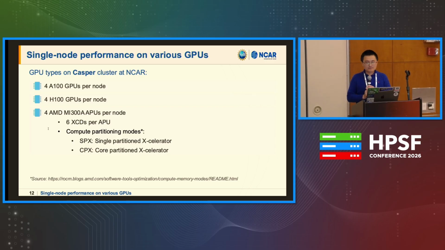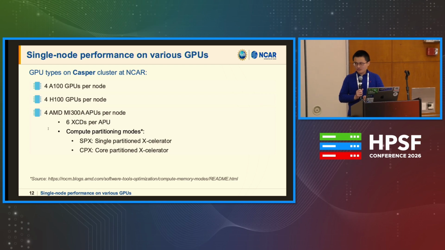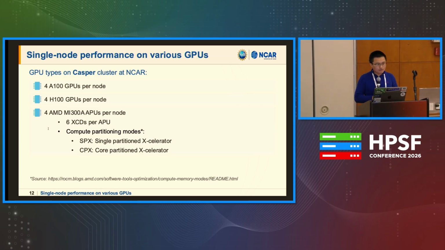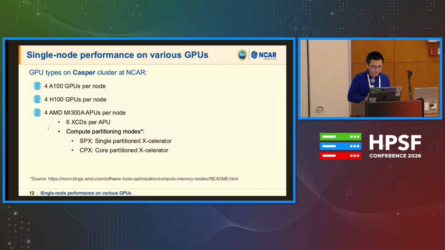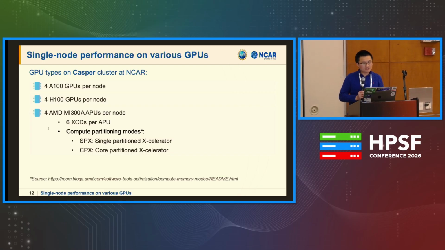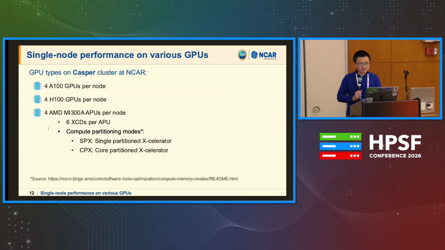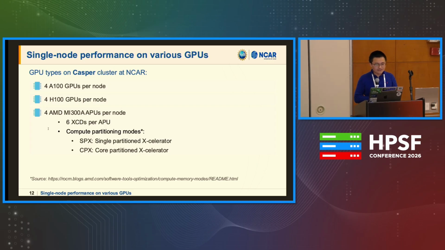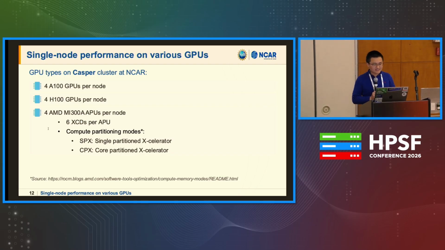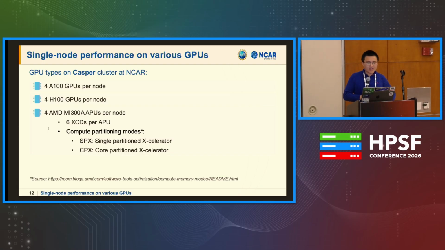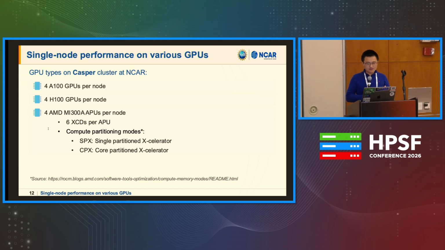We don't do it for production runs, but usually we do it for testing because it provides us different vendors' GPU nodes. So we can have one GPU node with 4 A100 GPUs per node, like on the Rachel. We also have a GPU node with 4 NVIDIA H100 GPUs per node. And a couple of months ago, we installed a new node which has 4 AMD MI300 APUs per node. And for MI300, it has 6 XCDs per APU. And you can also configure the APU in different ways, like a single partition accelerator or core partition accelerators.